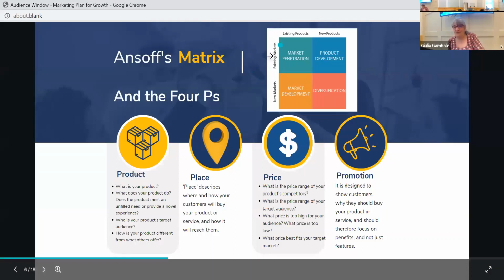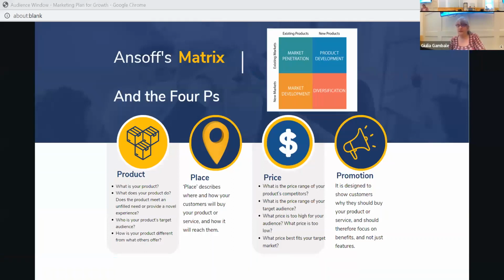I'm going to move this over. All right, so we're going to look at it from the perspective of this matrix. So we have existing products, and I would say existing products and services or packages, and then new products. So that's the top of the matrix. And then there are existing markets and new markets.